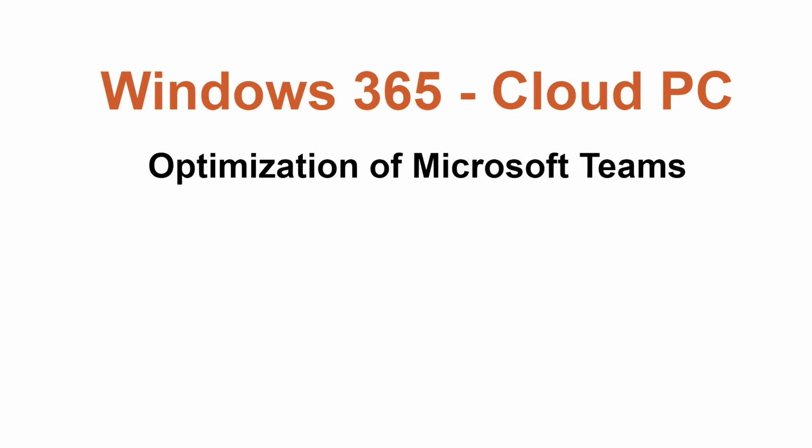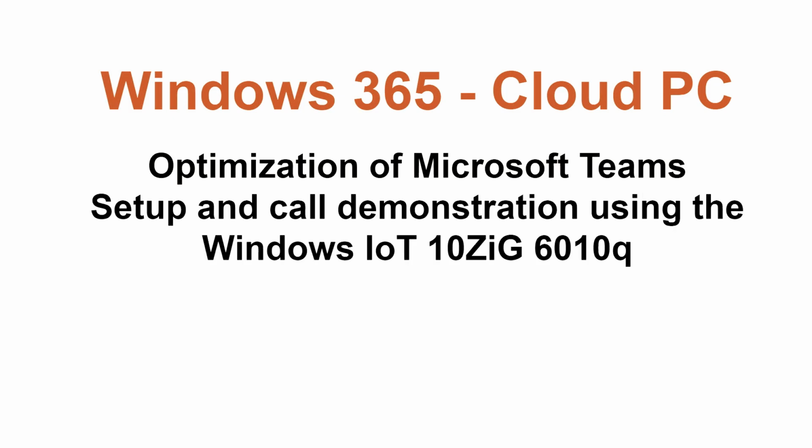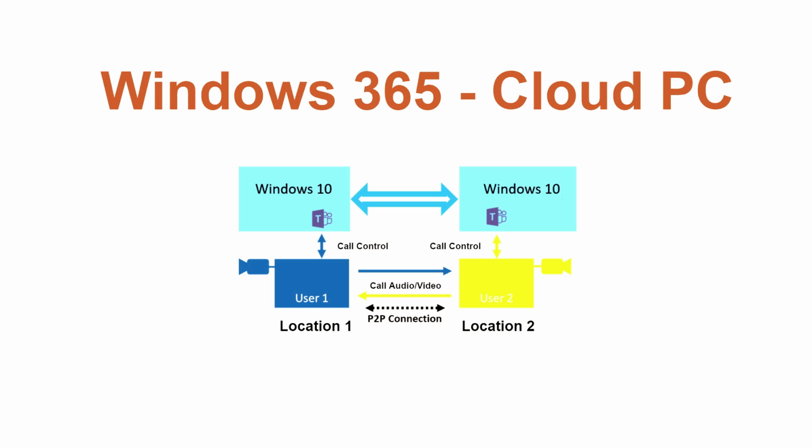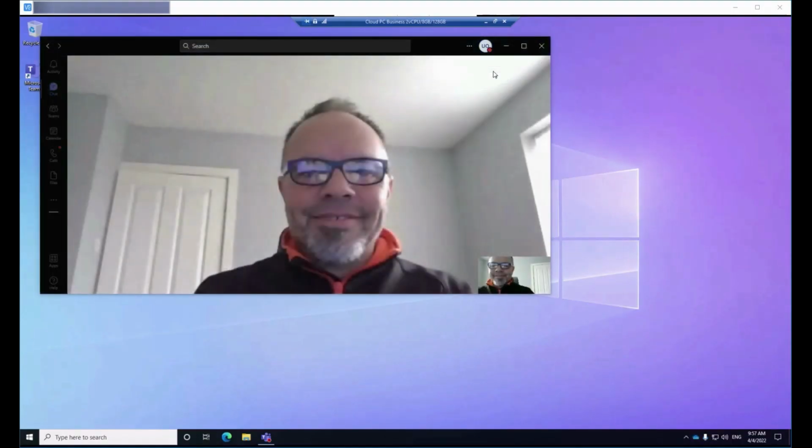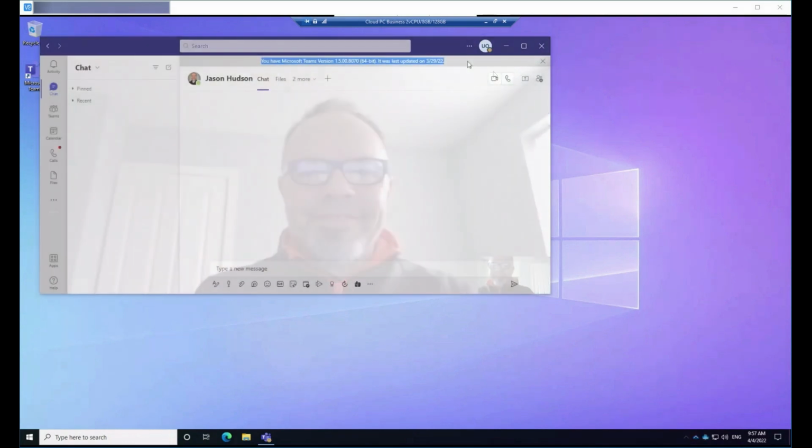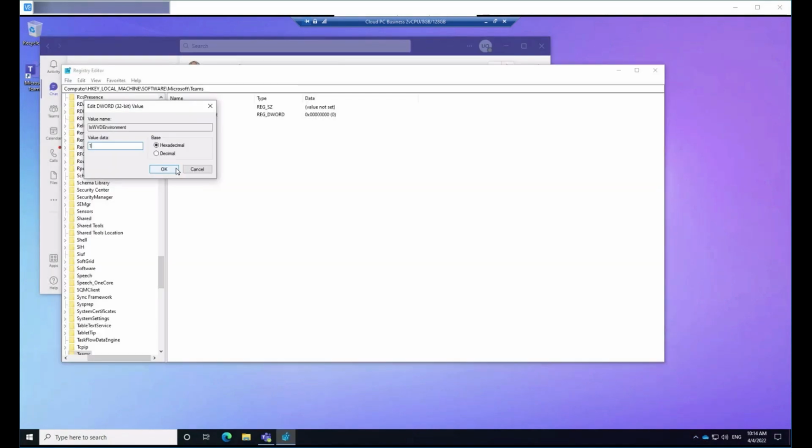In this section, we'll show you how to set up Microsoft Teams to run in optimized mode, where the audio and video are being redirected to the client endpoint instead of through the VDI. We'll make a Teams call running in standard non-optimized mode, then we'll optimize Teams inside the virtual Cloud PC and demonstrate a second call.